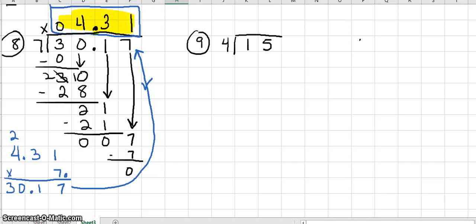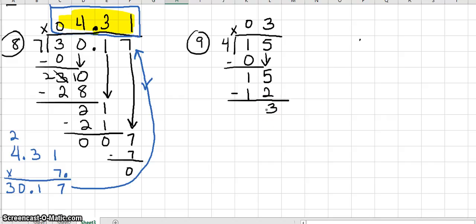15 divided by 4. No decimals to take up. Put my times mark. What times 4 will give me 1? Nothing. Subtract and bring down my 5. What times 4 equals 15? Closest I can get is 3. 3 times 4 is 12. I subtract and I get 3.